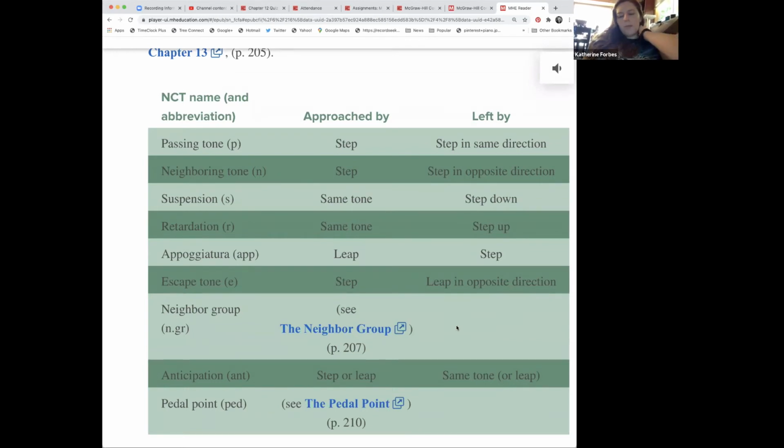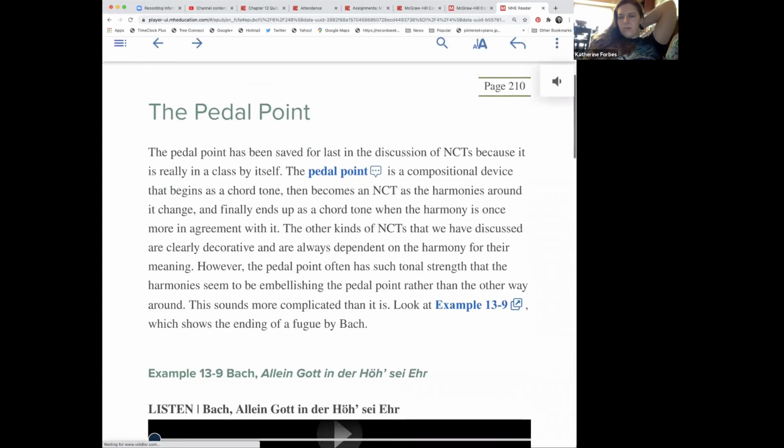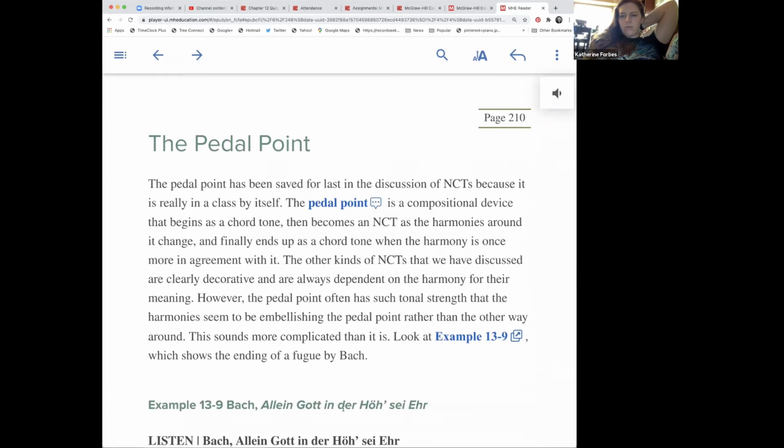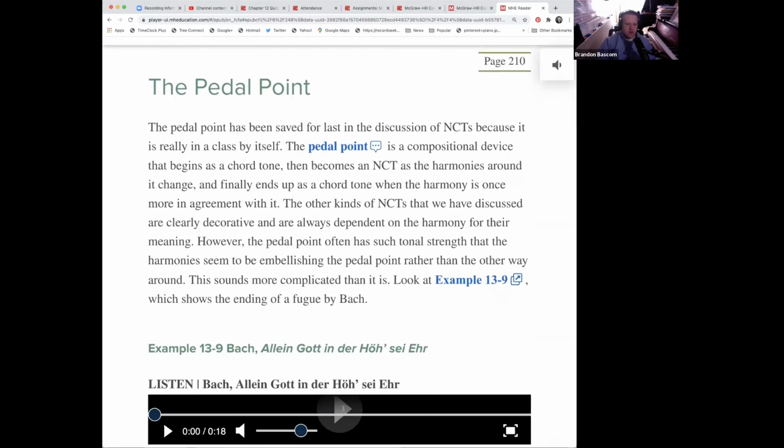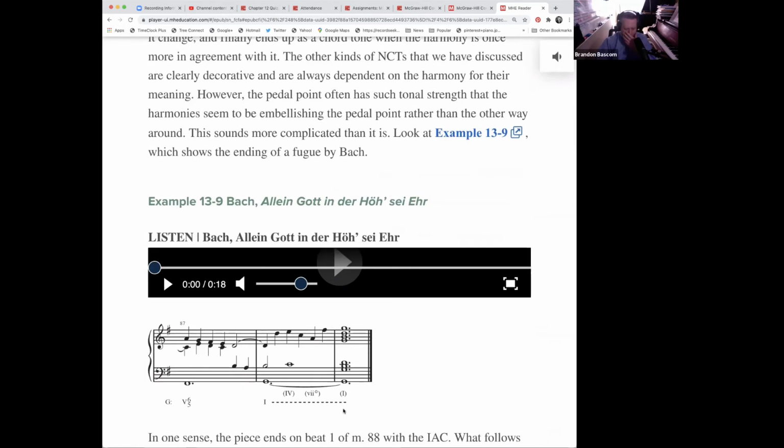What's the pedal point one? The pedal point has been saved for last because it's the best. It says it's in a class of its own. The pedal point happens when the pedal stays constant the whole time, but the harmonies over the top of it change, as in this example, 13-9.